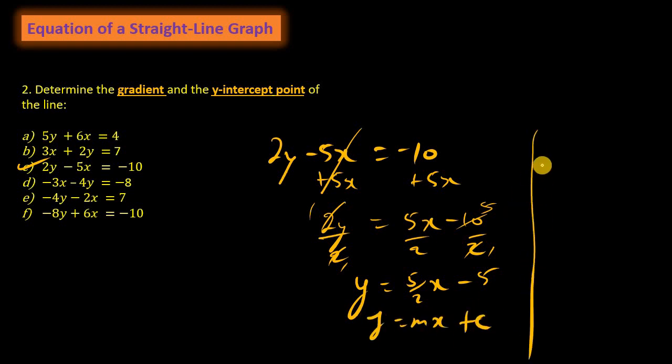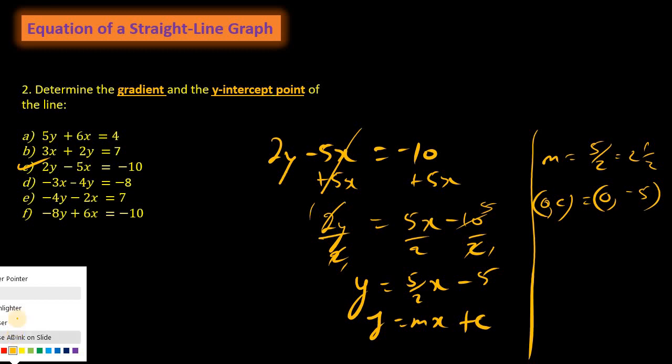So therefore, our gradient m is 5 halves, which of course can be written as 2.5. And our y-intercept point, 0c, would actually be 0, comma, negative 5. Okay, so c is negative 5. And the y-intercept point is 0, negative 5. Next one, let's look at the next one.